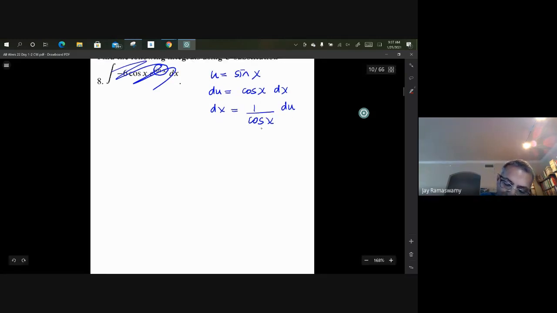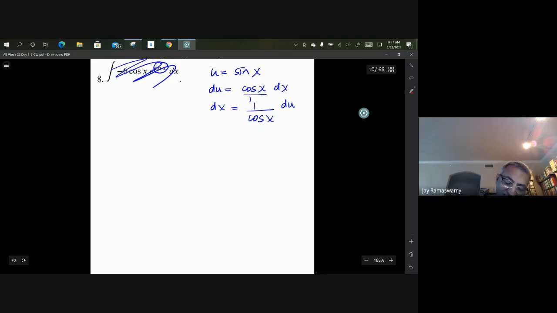We take the reciprocal of cos x. Therefore, dx equals 1 over cos x du.